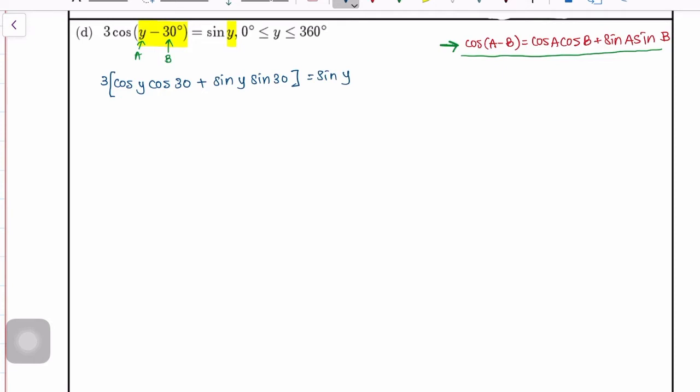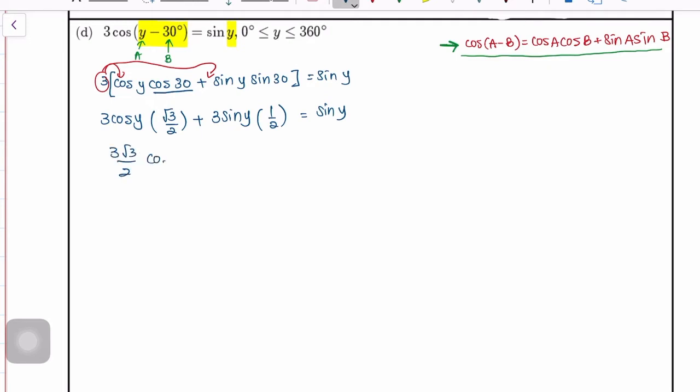Okay, so sekarang ni darabkan 3 cos y, then cos 30, kita tekan calculator, kita akan dapat root 3 over 2, plus 3 sin y. Jangan lupa we have 3, so maksudnya kita kena darab sini dan sini. Sin 30 kita akan dapat 1 over 2 equals sin y. So, 3 root 3 over 2 cos y plus 3 over 2 sin y equals sin y.